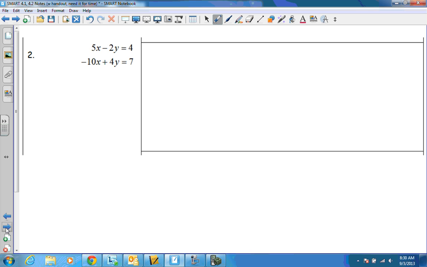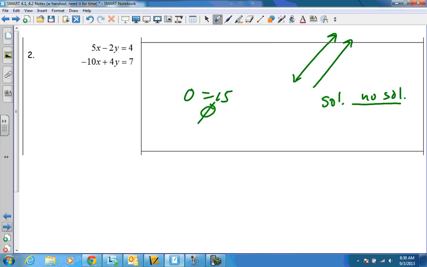Alright, so how many of you did some work and got something like this as your final answer? Yeah. Okay, so this means, what are your solutions? No solutions. So if you don't have any solutions, what do those lines have to be? Parallel. They're going to be parallel because they're never going to touch. And then if we're going to classify, they are inconsistent.